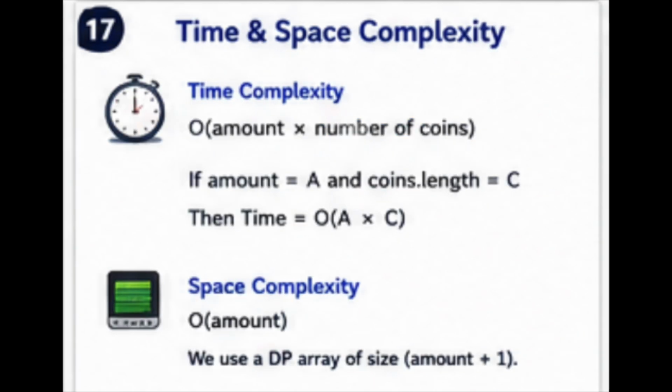Let's talk about complexity. We have one loop that runs through every amount from 1 to the target. And for each amount, we check every coin. So if the target amount is A and we have C coins, our time complexity is O of A multiplied by C. For space, we have a DP array of size amount plus 1. So our space complexity is O of A. This is much better than trying every possible combination recursively.